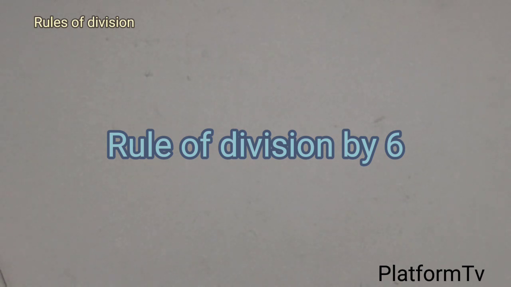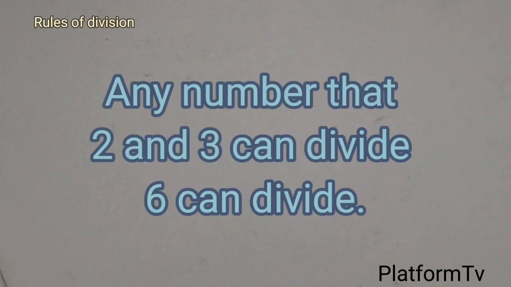Dividing numbers by 6 is a little tricky, but the rule is simple. Any number that 2 and 3 can divide, 6 can divide. So if 2 can divide that number and 3 cannot divide it, 6 cannot divide it. Any number is divisible by 6 if it's divisible by 2 and 3. That is, 2 and 3 should both be able to divide the number.